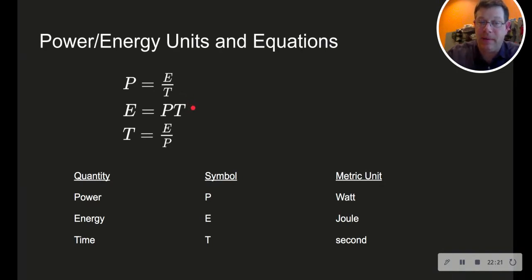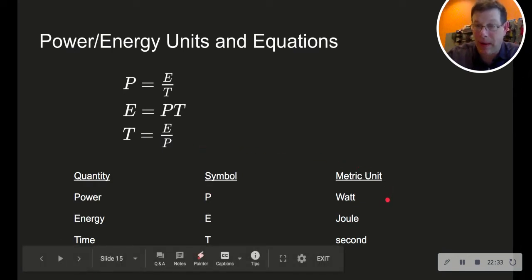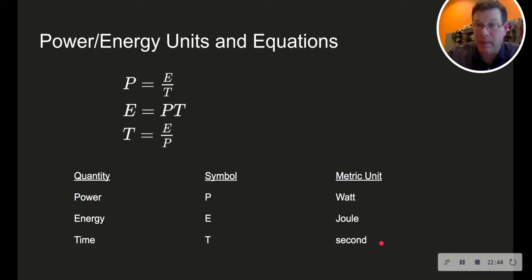Rearranging this algebraically, the energy is the power times the time, or the time is the energy over the power. We'll go over a few examples of these with numbers in just a moment. Our units are: power P is in watts, energy E is in joules, and time T is in seconds for the metric units. Power in particular is one quantity where we'll find metric units are not always in use.